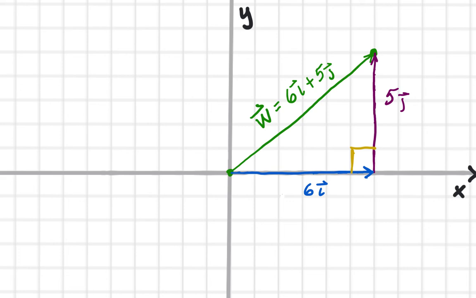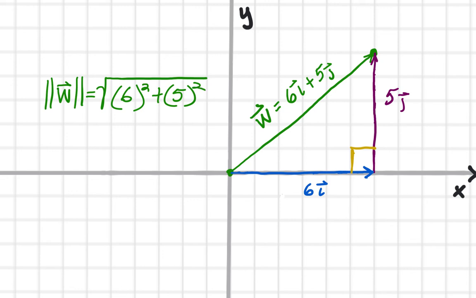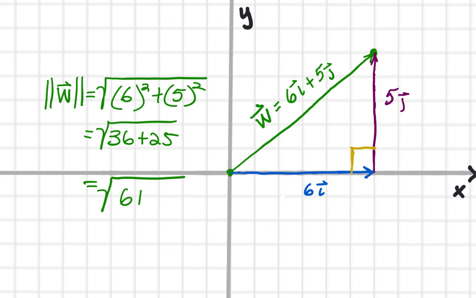Now we can determine the magnitude of vector w. So the magnitude of vector w, once again we would use the distance formula, but now we already have the distances. The distance in the horizontal direction is 6. We're going to square that. The distance in the vertical direction is 5, and we're going to square that. So we get the square root of 36 plus 25, or the square root of 61, which is as far as we can take that without a calculator.